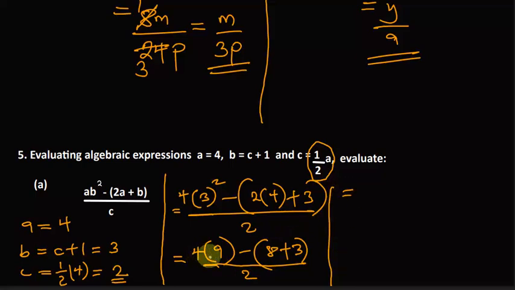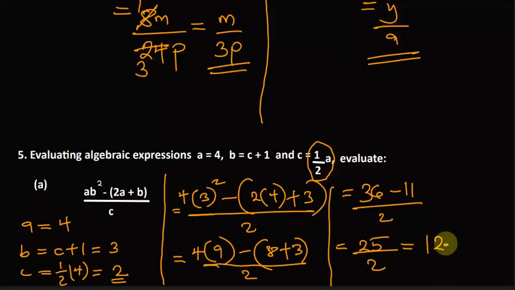We continue. What is 4 times 9? That is 36. Minus 8 plus 3, it is 11. Then divide by 2. Let's continue. What is 36 minus 11? 25. So we have 25 all over 2. 25 divided by 2 is 12.5. So 12.5 is our answer.